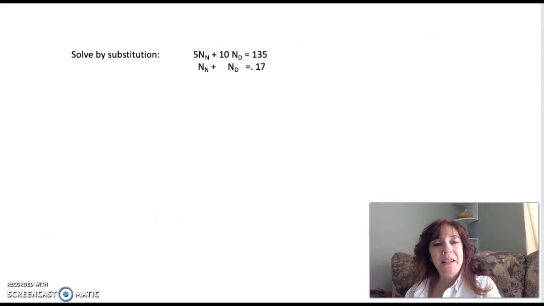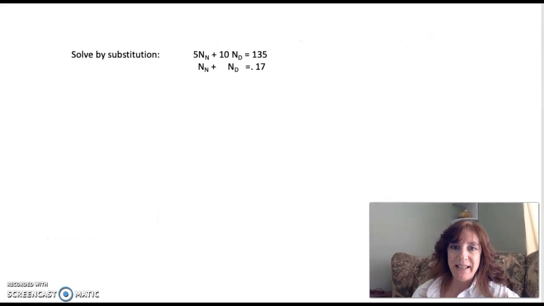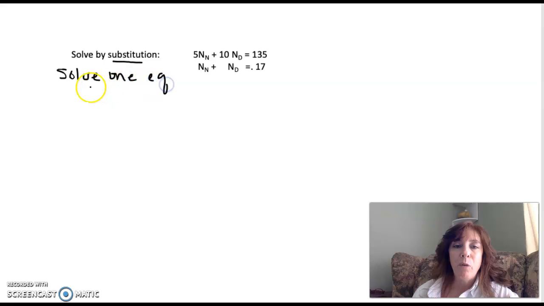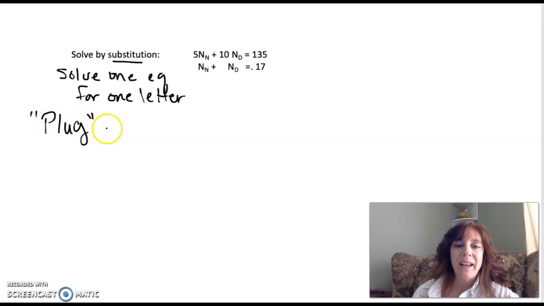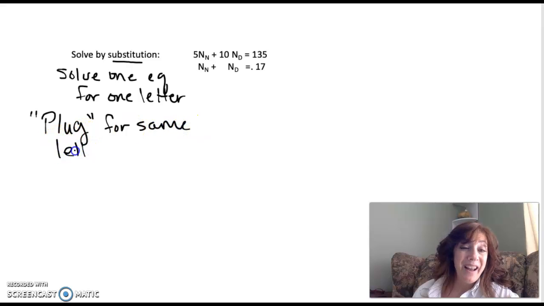Now we're going to run through substitution and elimination one more time. We did this in class yesterday. Substitution. Substitute means to plug it in place of another thing. So when I do substitution, I solve one equation for one letter, and then I plug or substitute for the same letter in the other equation.